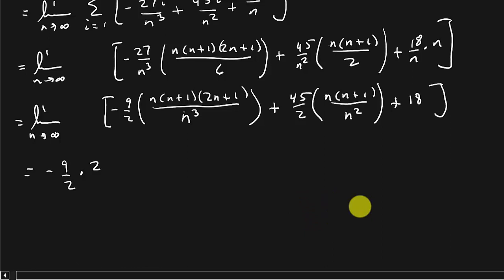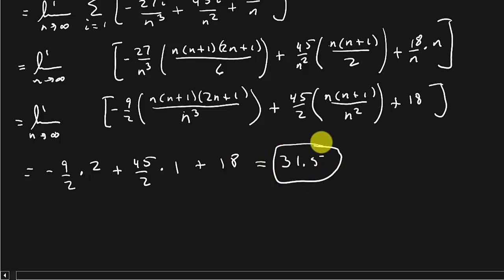All right. So now we've got plus 45 over 2. And then what's the limit of this? Well, the largest term is going to be n squared. That's the leading term in the numerator, n squared. Well, n squared over n squared, that's 1. So the limit of 1 as n goes to infinity is 1. And then, of course, the limit of a constant term is 18. And so that is going to give us 31.5, and then whatever units it's in, miles, feet, or whatever.